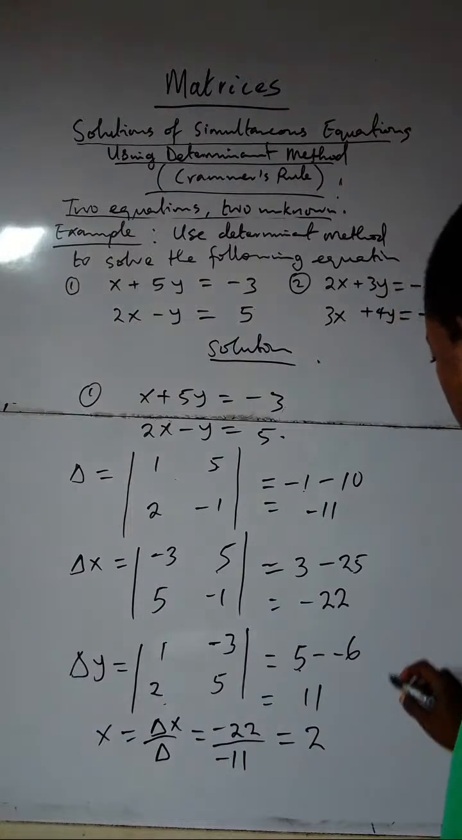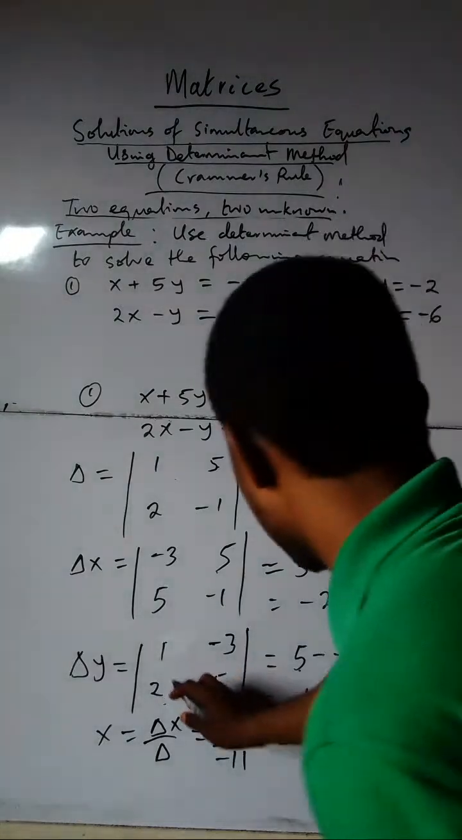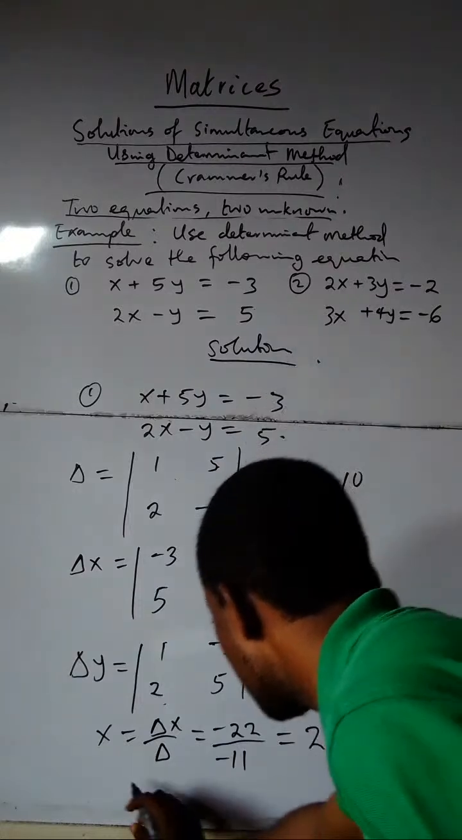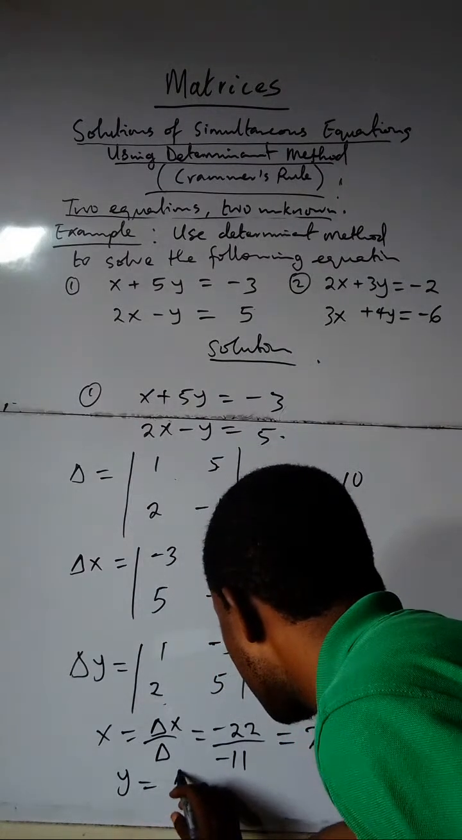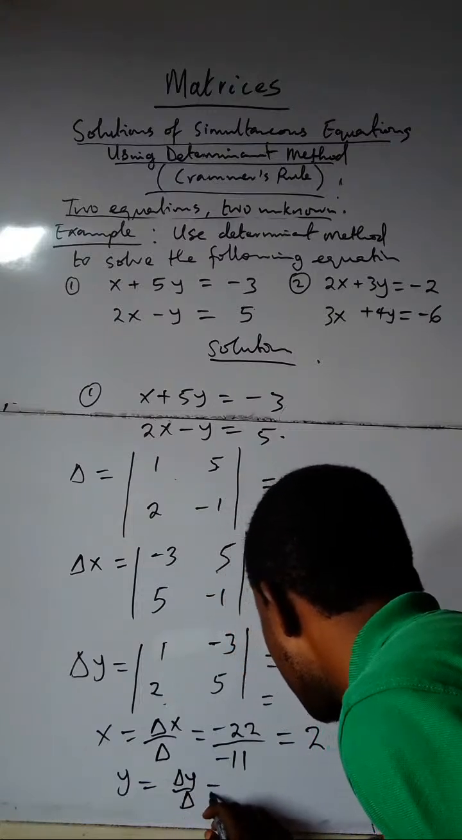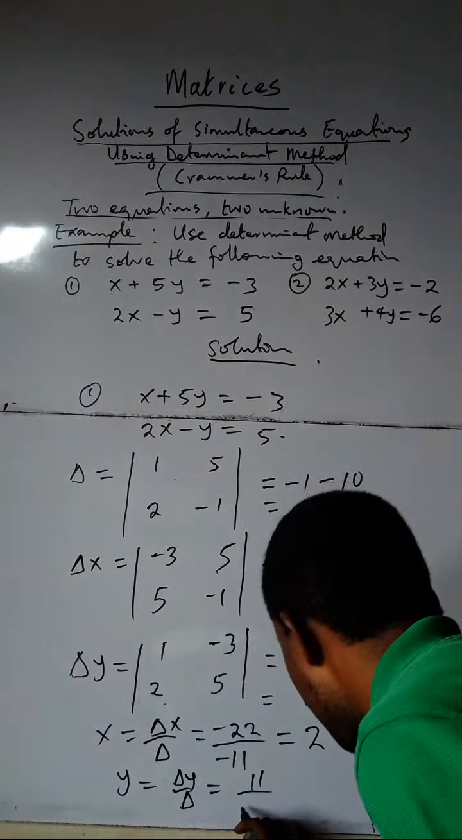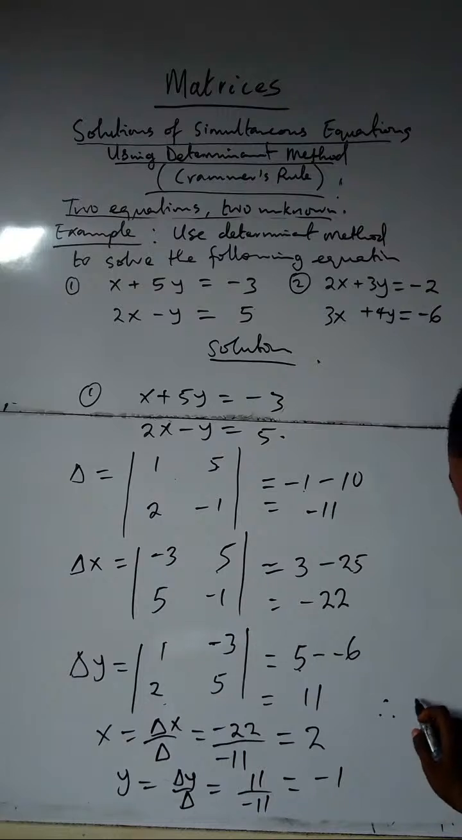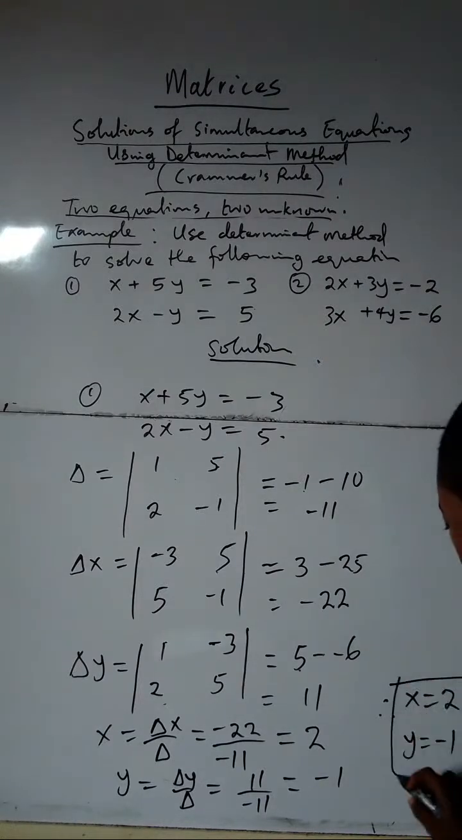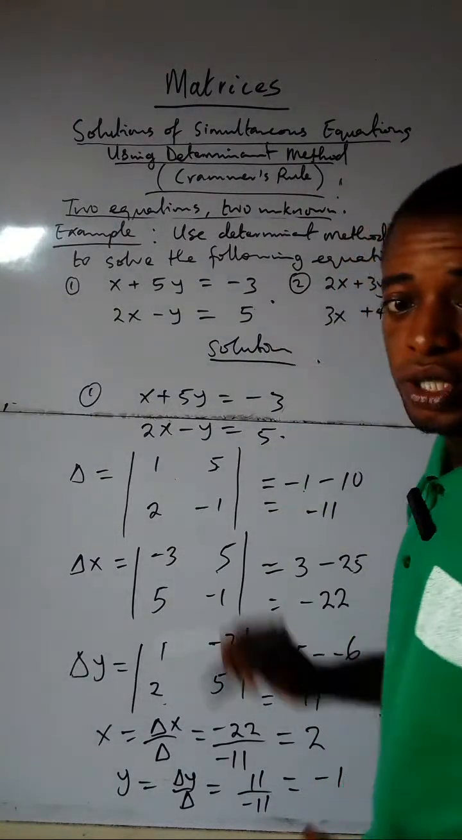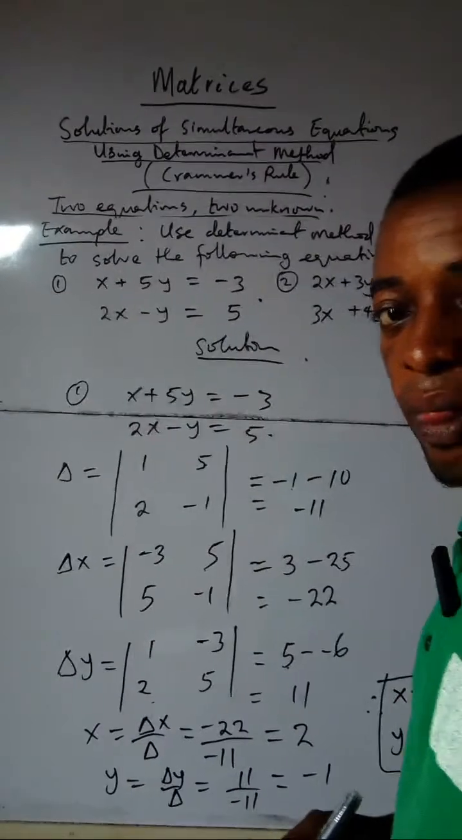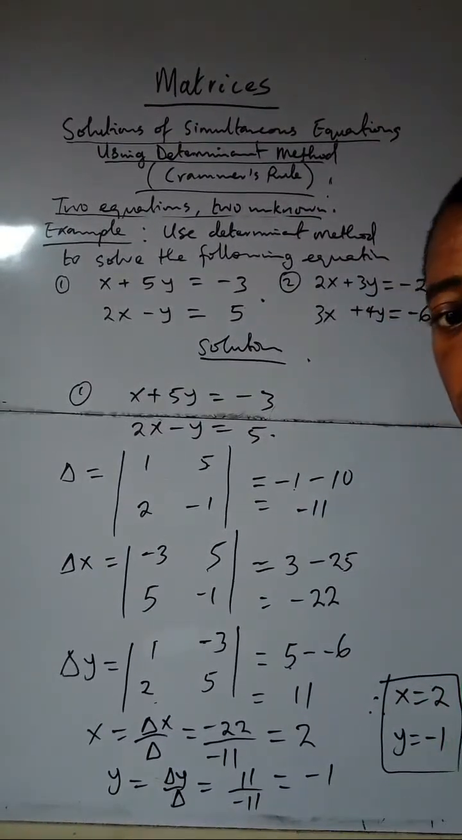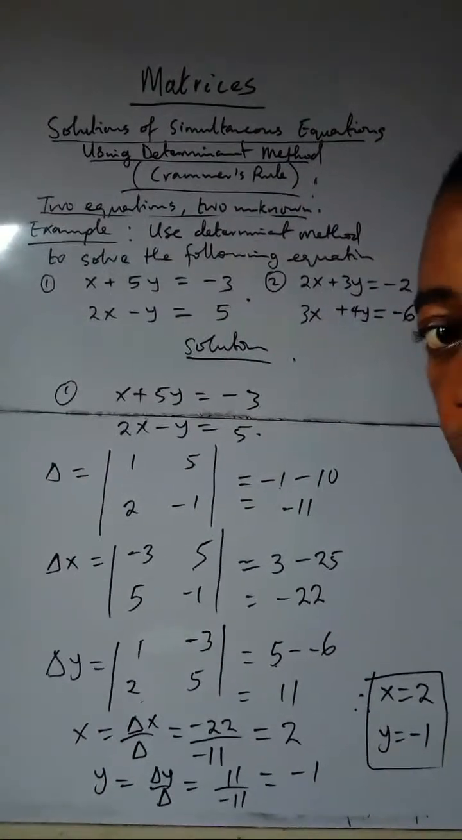And also here, the determinant with respect to y is 11. So therefore, y will now be equal to the determinant with respect to y over the determinant, which is 11 over minus 11, which is equal to minus 1. So therefore, here we have x equals 2 and y equals minus 1. So here we have the solution to the first equation using our determinant method from here.